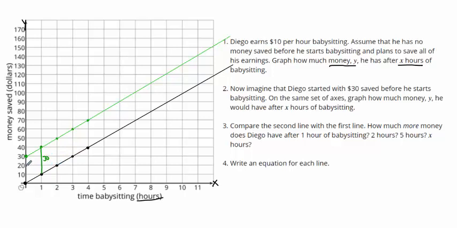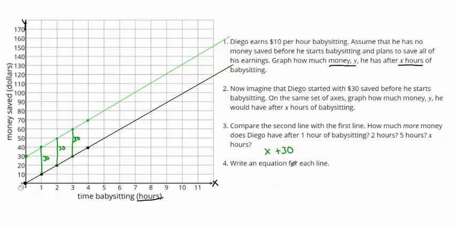After 2 hours, he'd have $20, but if he started with $30 in the account, he had $50. So the difference between 20 and 50 is 30. The difference between 30 and 60 is 30. So it looks like this green line, where he started with $30 in the account, is always $30 more, right? So if it was x hours, it would be 10x plus 30. Whatever the hours would be, he would have $30 more.